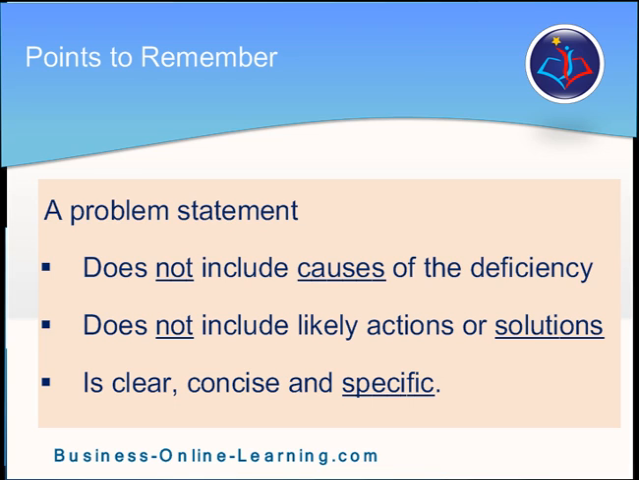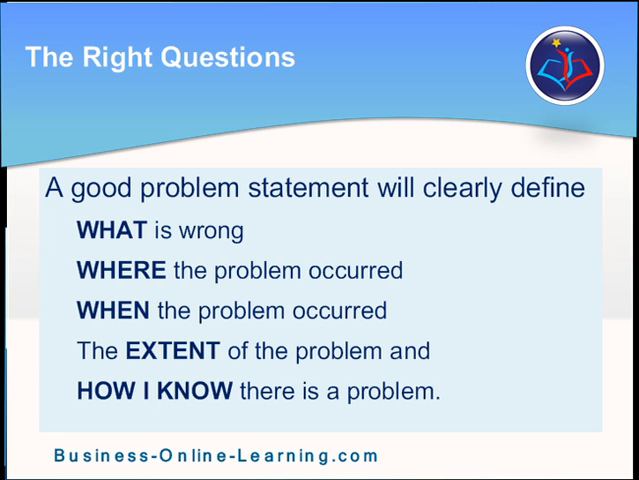The points you need to remember when you're writing your problem statement: it should not include any cause of the deficiency or defect, it does not include any likely actions or solutions, and it must be clear, concise, and very specific. You do this by asking yourself the right questions. A good problem statement will clearly define what is wrong, where the problem occurred, when the problem occurred, the extent of the problem, and how I know this is a problem.